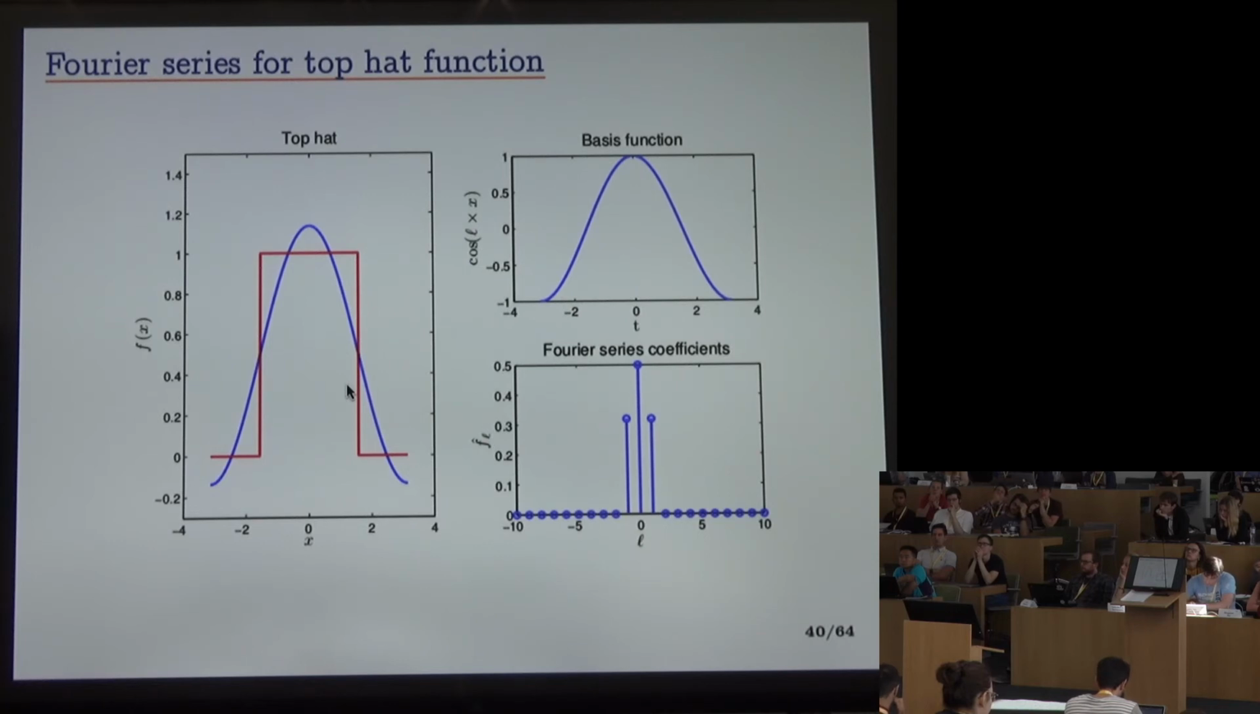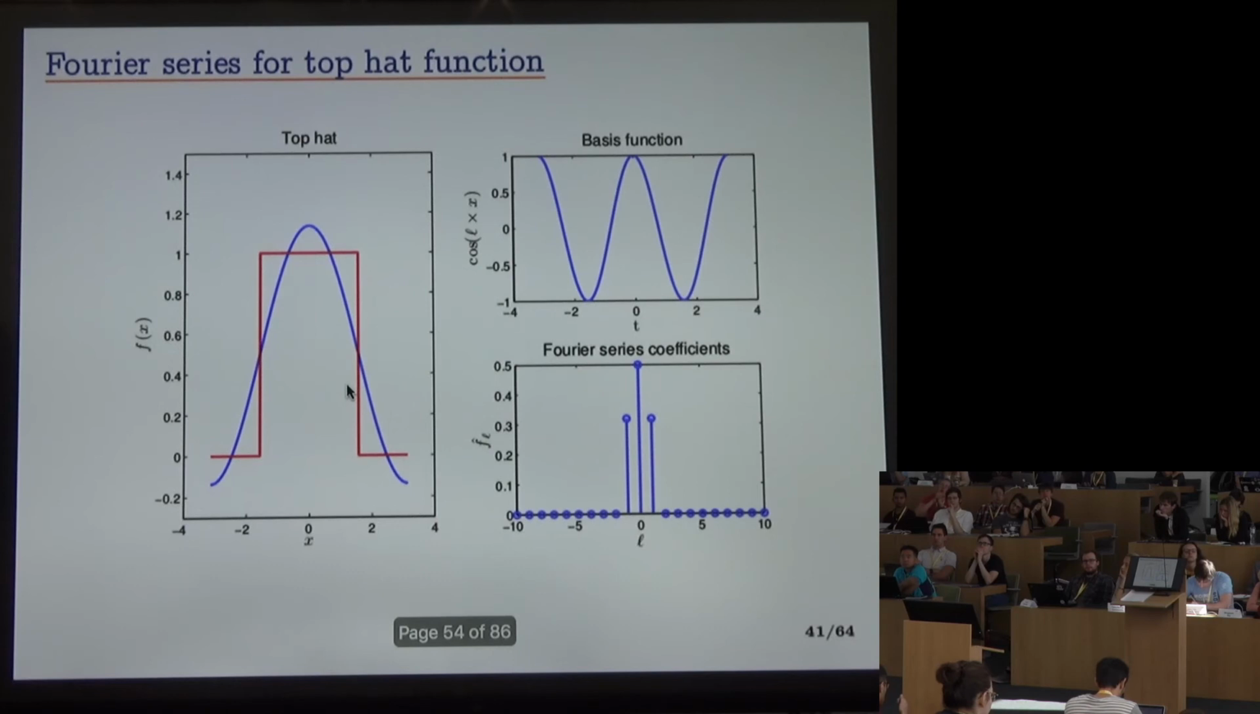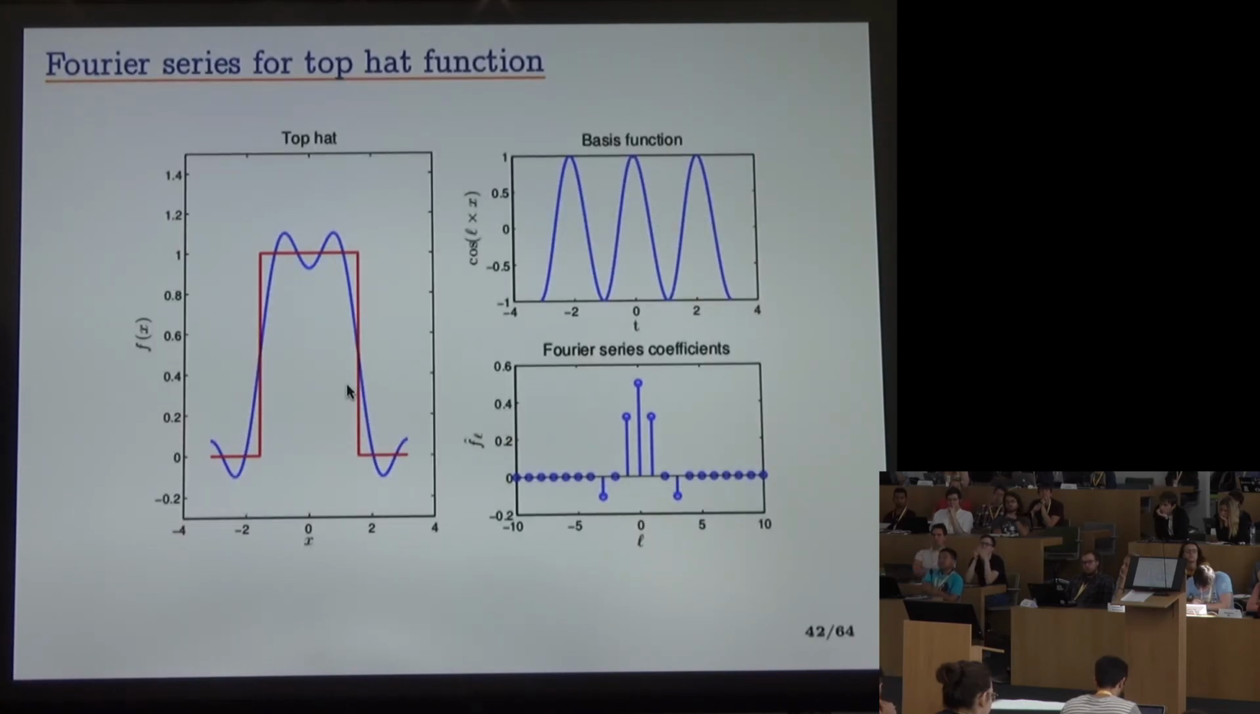Is that a good approximation? Well, no, it's not. But what if I add the next coefficient for this basis function? It happens to be 0, so we throw that away. What about this basis function? It has a very small negative coefficient. Now I'm adding this cosine to the first cosine, and it's starting to look a little bit more like my top hat.